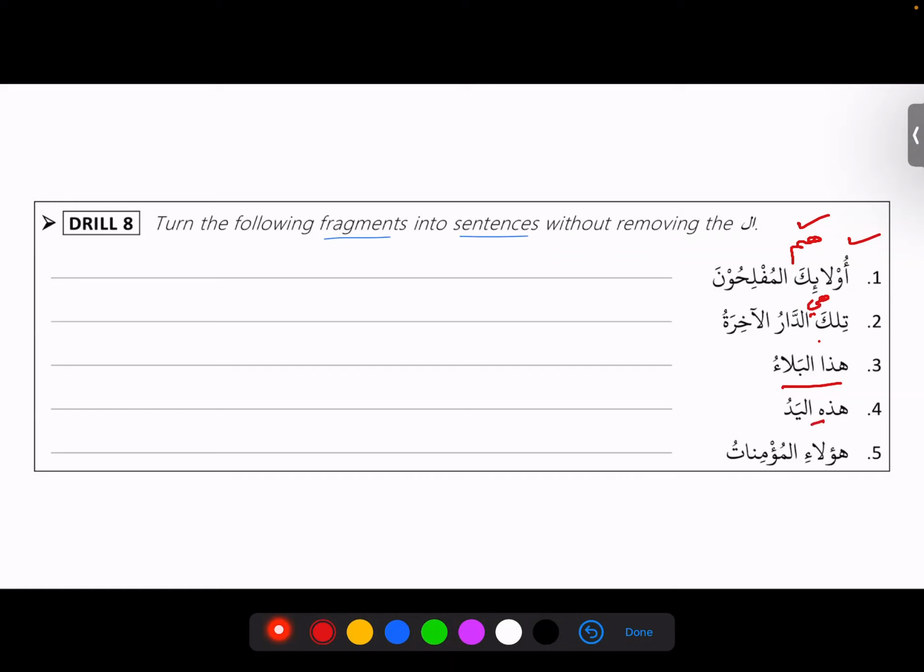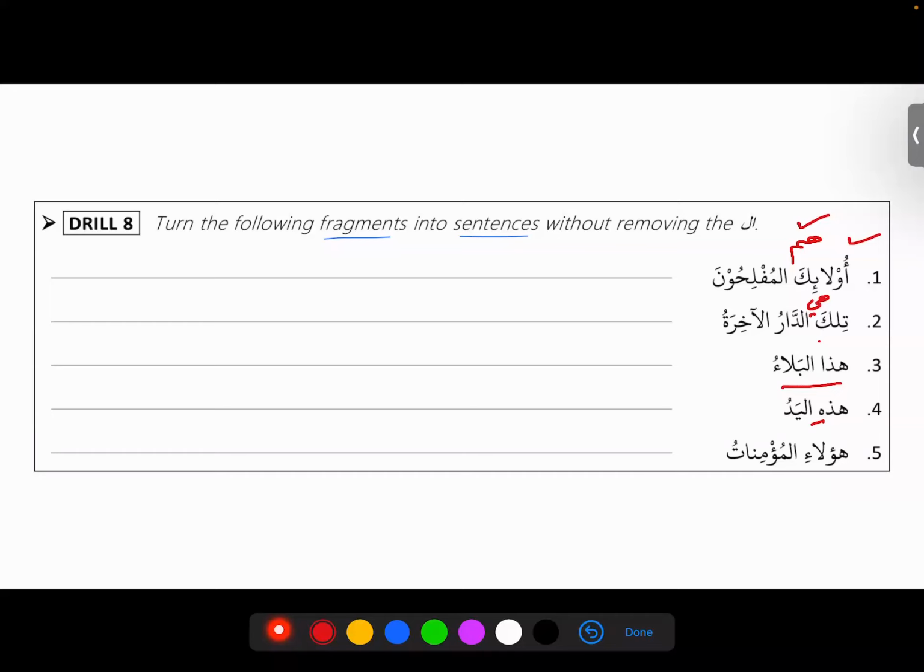Number 4. Hazihil yadu. What does yadu mean, does anyone know? Hand. Not two hands, it's not yadani, it's one yadu, one hand only. Okay, so now translation would be this hand. And why is hazihi used? Because body parts in pairs are feminine. So that's why hazihi is used.